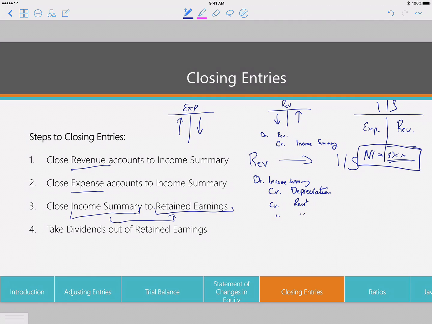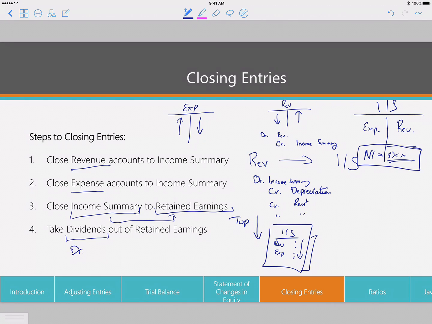An easy way I find personally to do closing entries is to take your income statement and just start from the top and work your way down the income statement, right? You have your revenues and your expenses, and you just go down that list, every single account, and you should hit every single one. You include stuff like income tax expense, etc. After you've closed your income summary to retained earnings, you're done with your income summary for the period, and you then take your dividends out of retained earnings.